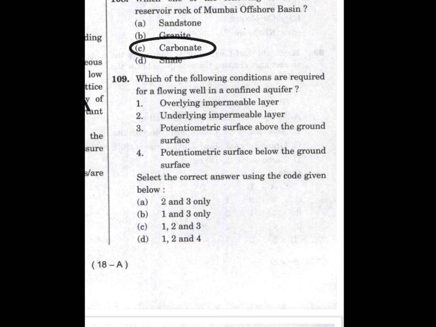So here four options are given: overlying impermeable layer. This ensures the water is confined under pressure. The second one is underlying impermeable layer. This ensures the water is contained within the aquifer. The third one is potentiometric surface above the ground surface. The fourth one is potentiometric surface below the ground surface. Between 3 and 4, the correct one is 3, the potentiometric surface above the ground surface. This allows the water to flow out of the well without pumping due to pressure in the confined aquifer. So 1, 2 and 3 are correct. Three options are correct statements.